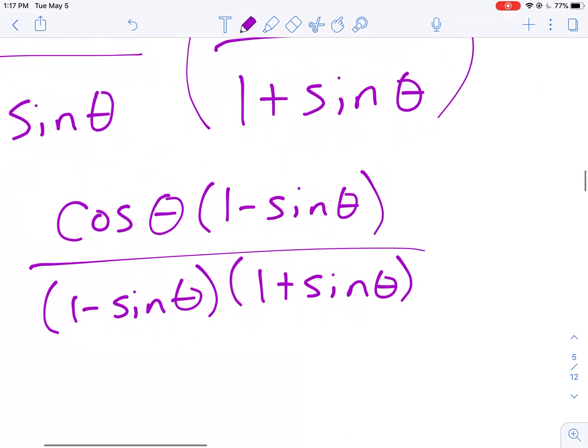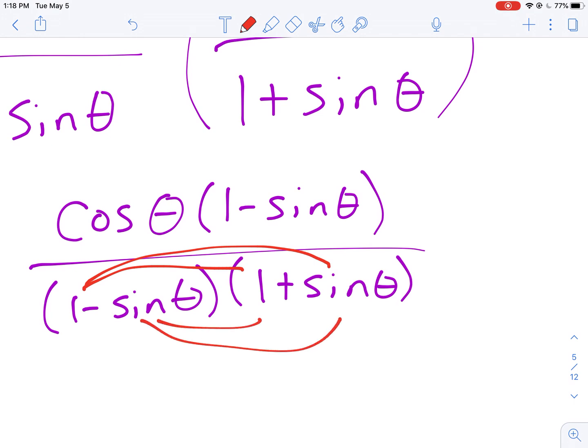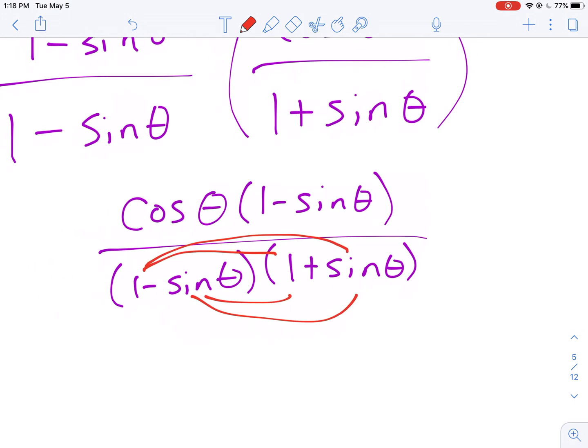I'm actually going to go ahead and stop, and I'm going to multiply out my denominator. And what I see with my denominator is it's a difference of squares. So I'm going to be able to jump kind of the middle step. But again, all I'm doing is expanding both of these. So I'm multiplying 1 times 1, times sine theta, etc.